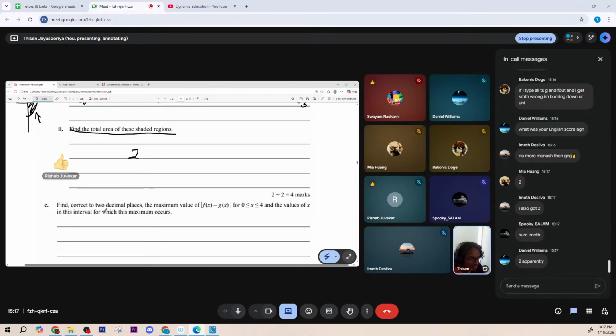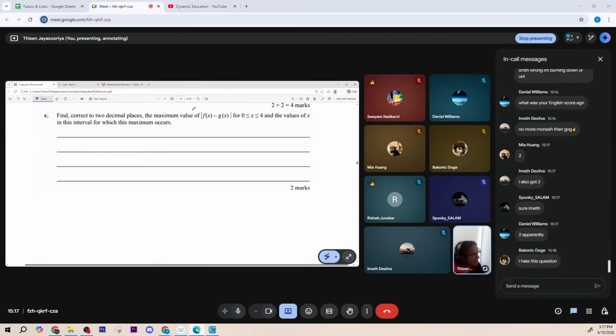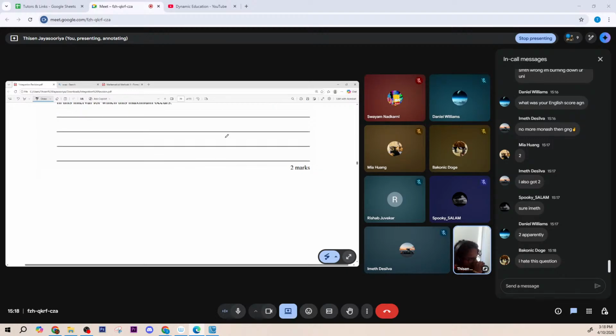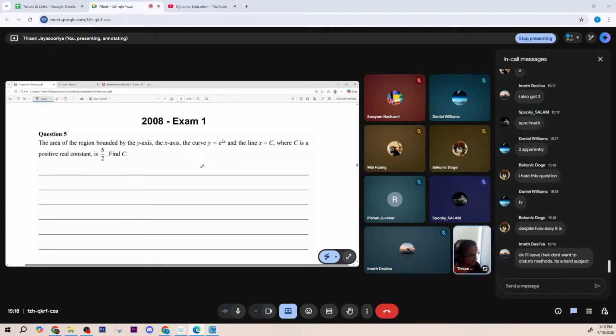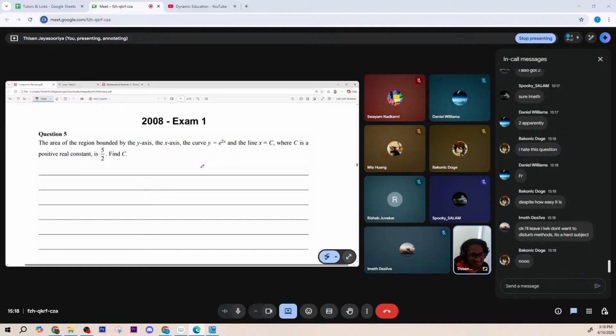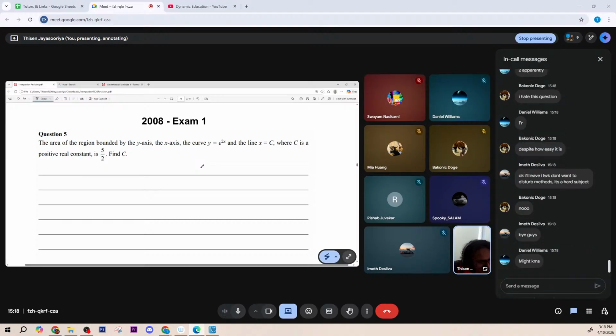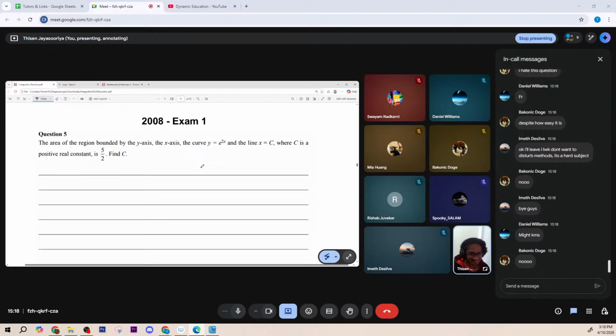Okay, Sham, chill. Don't worry about this one. I need to fix this sheet soon. Despite how easy, I hate this. Okay, I'll leave. I low-key don't want to disturb Methods. It's a hard subject. Look at Emeth being so noble.